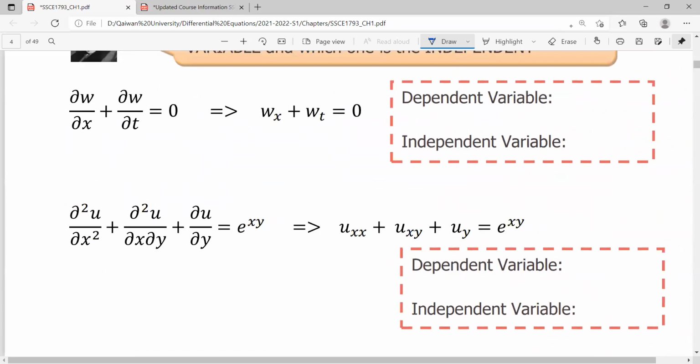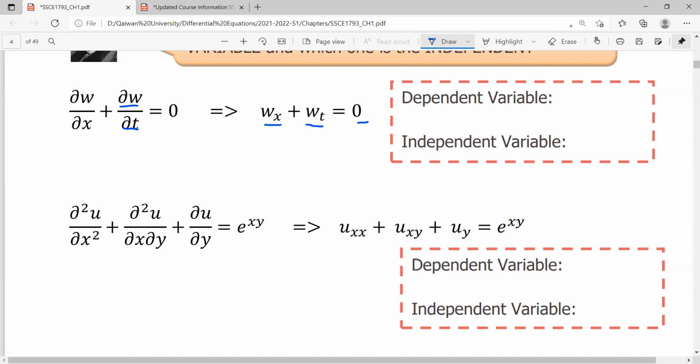Now you have solving these equations. We are going to write down the dependent variable and independent variable for these partial differential equations. For the first one, we have partial w by partial x plus partial w by partial t, which is the same as to say w sub x plus w sub t equals 0. And these are the same.